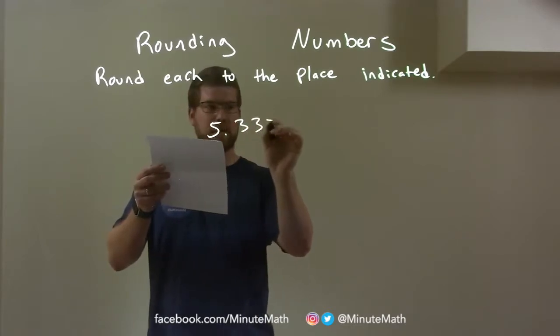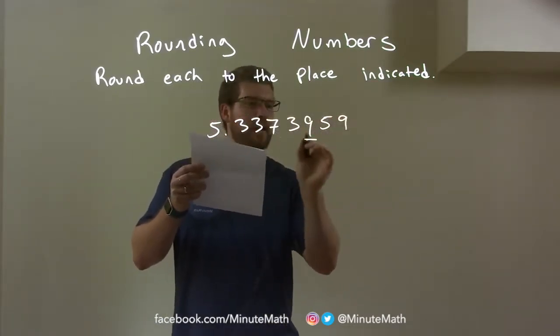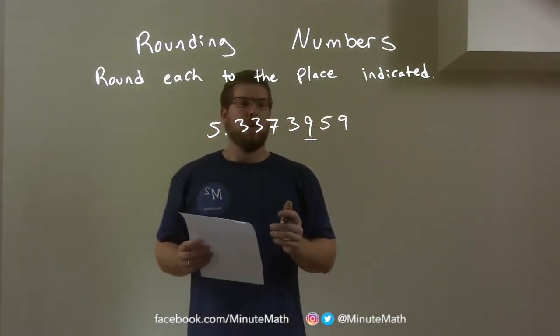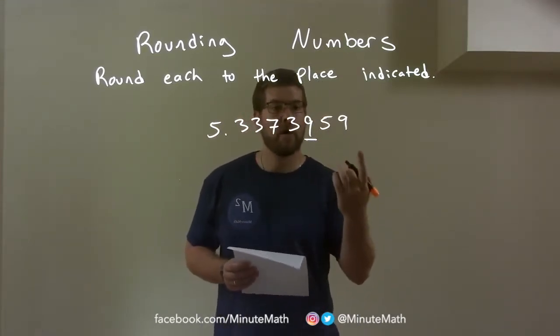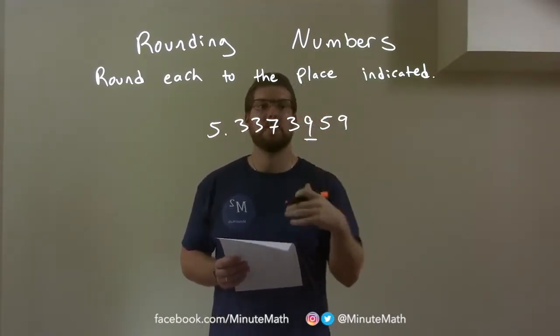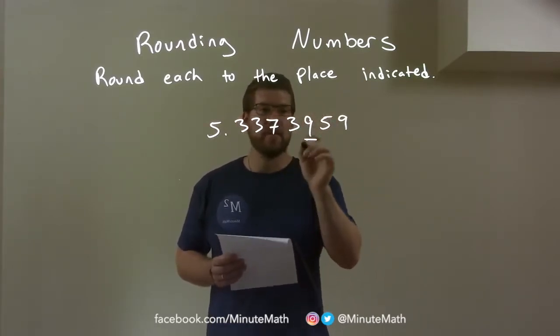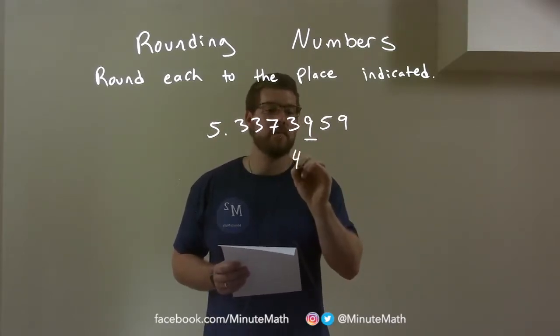5.3373959. And this 9 right here is where we're rounding, okay? Well, look at that 9 and look to the right. The right's a 5. The 5 causes the 9 to round up to a 10, okay? So a little 10 there, which actually changes that 3. So the 39 right here rounds up to 40, okay?